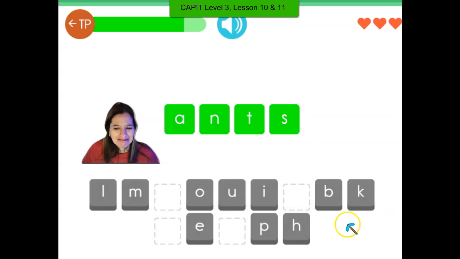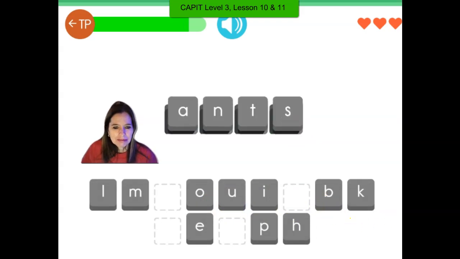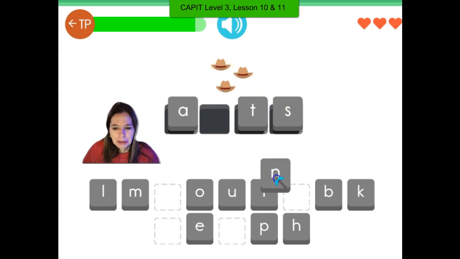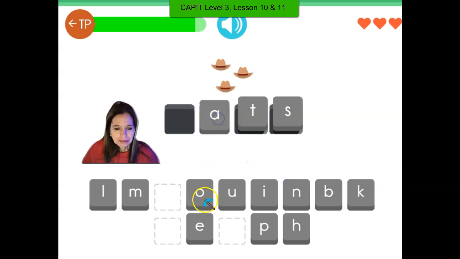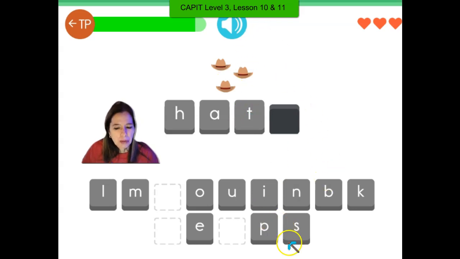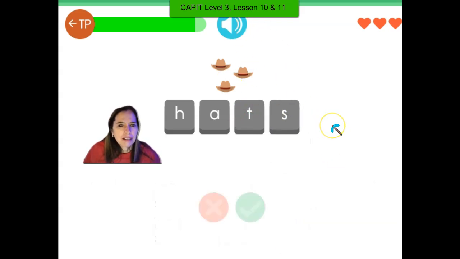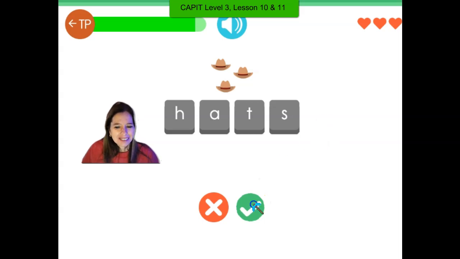Hats. I see a picture and I notice these objects are hats. One of them is called a hat. So I want to build the base word. At. I have hat, but I have more than one, don't I? So now I have hats.